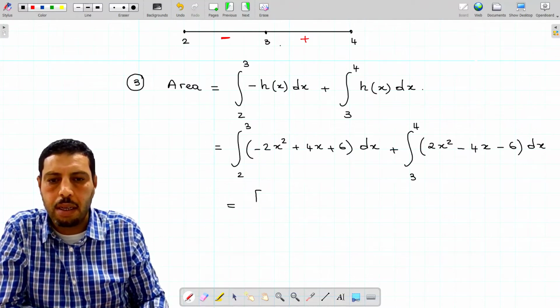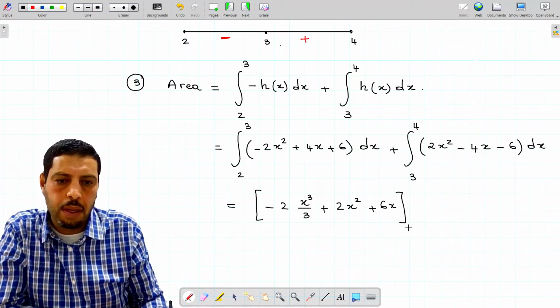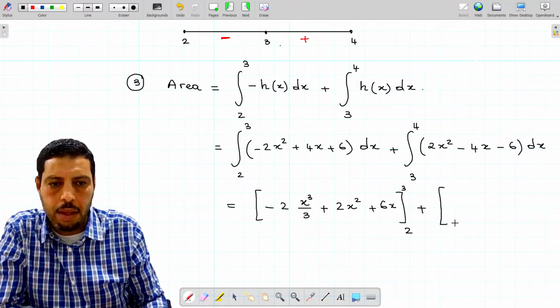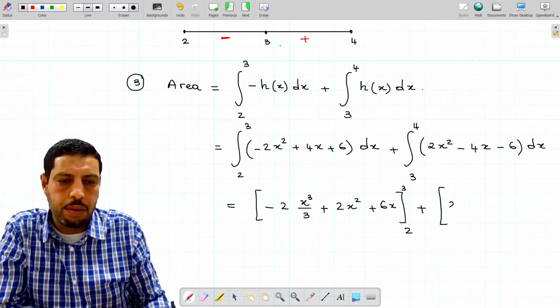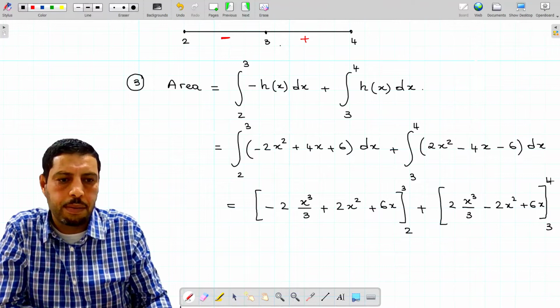So we're going to write the result, which is minus 2x cubed over 3 plus 4x squared over 2, or simply 2x squared plus 6x taken between 2 and 3, plus the antiderivative here, which is 2x cubed over 3 minus 2x squared plus 6x taken between 3 and 4.